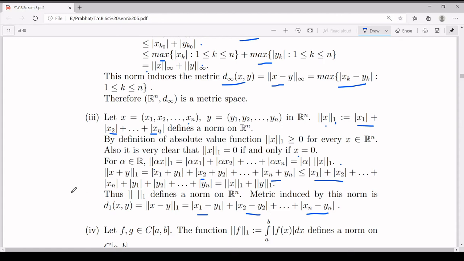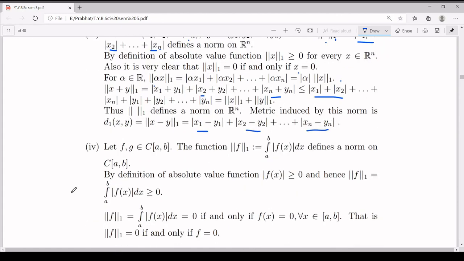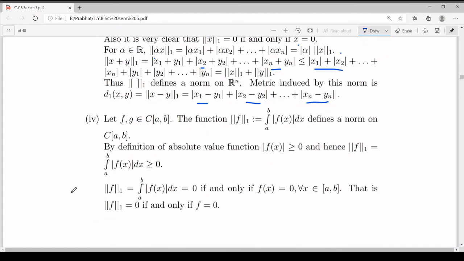Now the next example, f and g you take in C[a,b]. C[a,b] is your set of all real valued continuous functions on closed interval [a,b], and you define your norm, again here I am using norm suffix 1. So norm f to be integration of mod f of x dx integrated between a to b. Now the claim is this is a norm function. This will define a norm function on C[a,b].